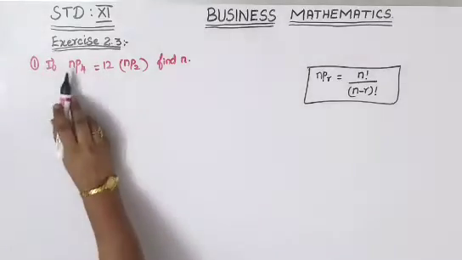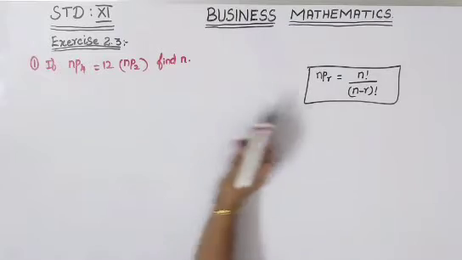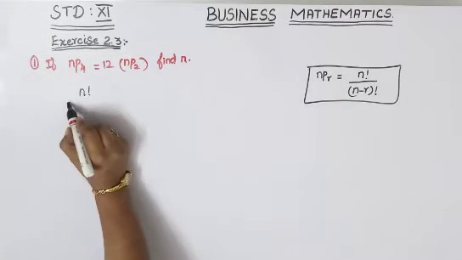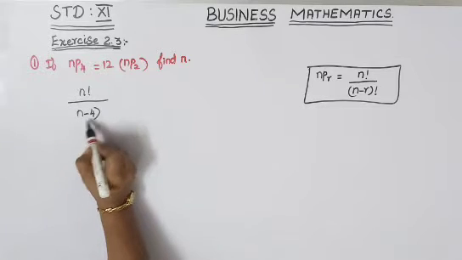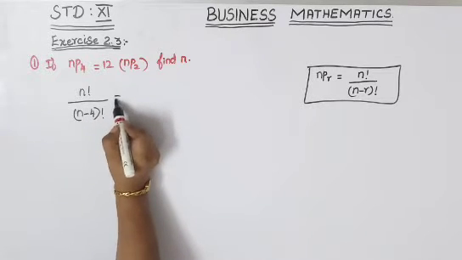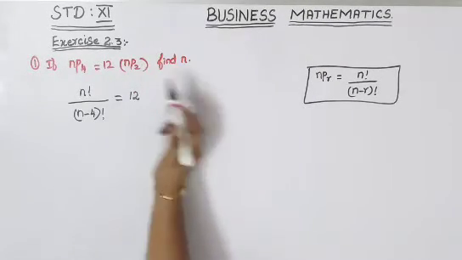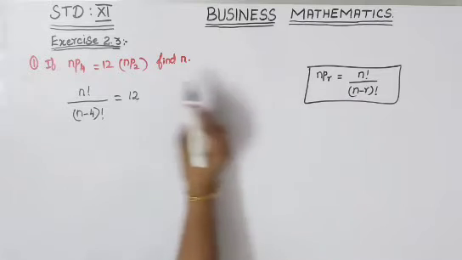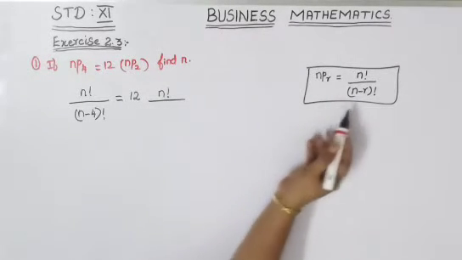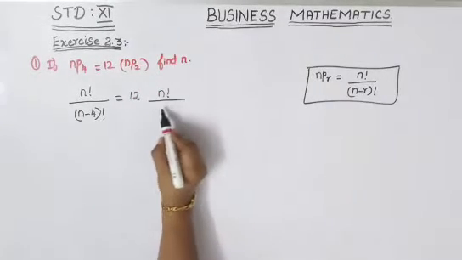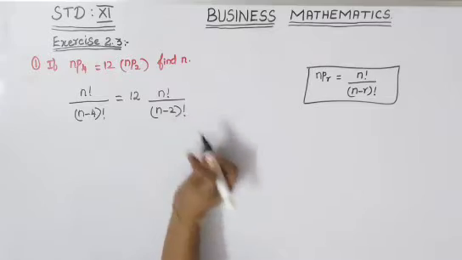Now there we have got nP4. So in the place of r you will have to replace 4. So you can write n factorial divided by (n minus 4) factorial is equal to, keep this 12 as it is. Now nP2, again the same formula, in the place of r we have got 2. So it is n factorial divided by (n minus 2) factorial. So this is your first step.